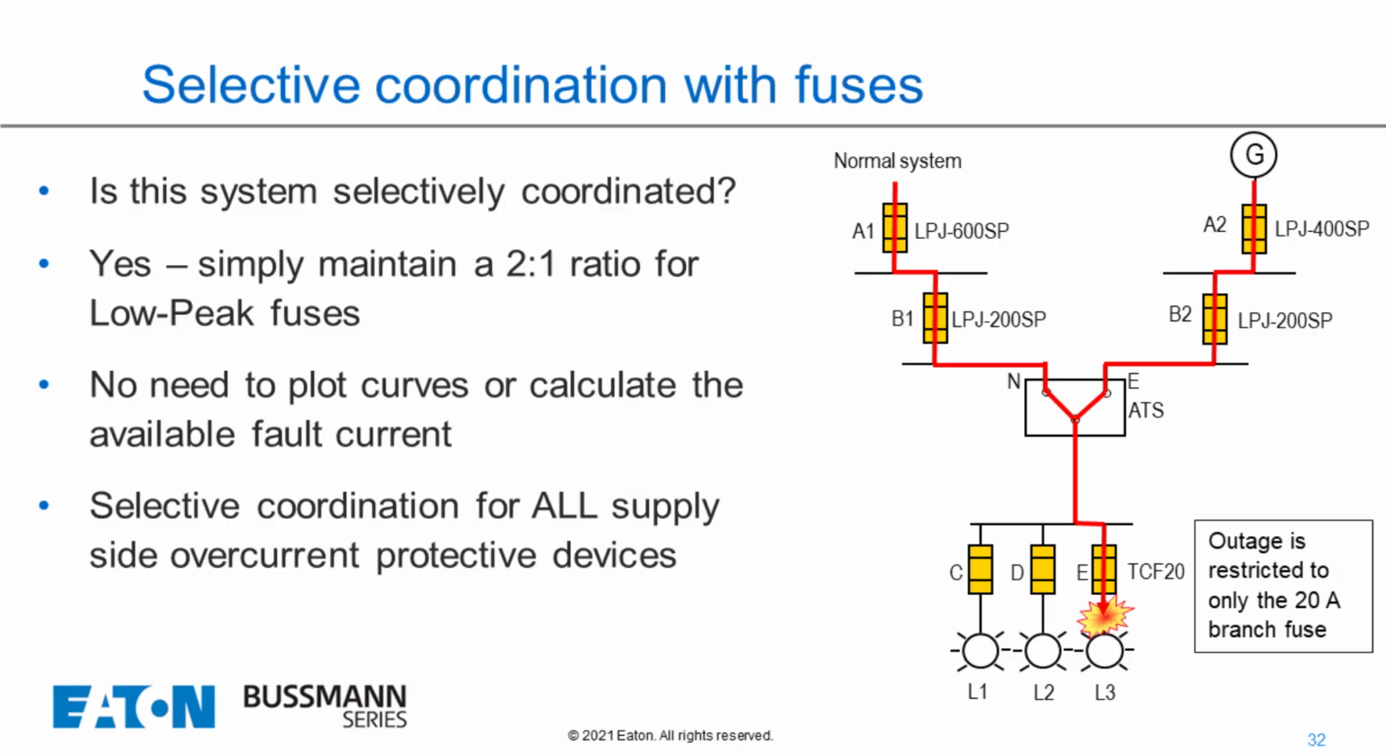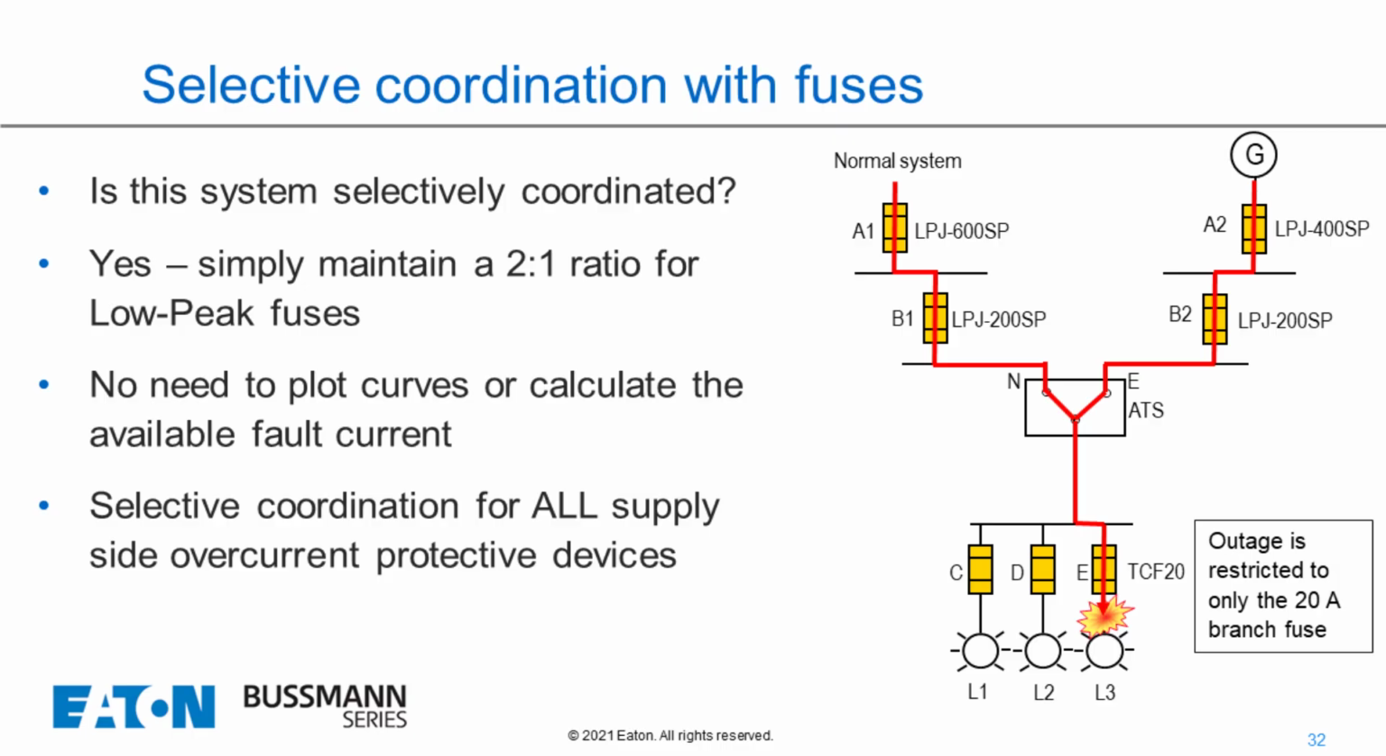And if we move over to the generator side, we're looking at the exact same thing. We did not have to plot the curves. We did not have to calculate the available fault current. We know that this system is selectively coordinated, and it's good for at least 200,000 amps because the fuses are at least 200,000. These fuses in this case are at least 300,000 amps. So available fault currents we don't have to worry about either.